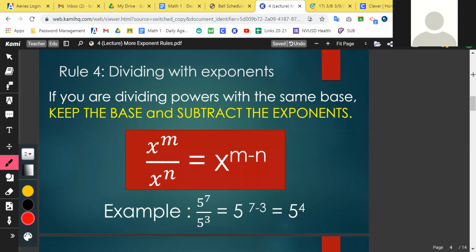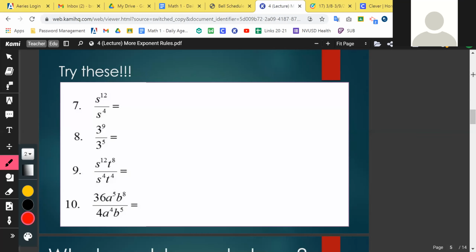So again, here is the rule. If you were to look at a math book, this is what you would see. You're going to keep the base and you're going to subtract the exponents from one another. Looking at the example down at the bottom, it's super easy to see. You keep the 5, you subtract 7 and 3, and you get 5 to the 4th power. Okay. Now, we have some really straightforward examples. We're going to look at 4 examples here of what we would do if we were to keep the base and subtract the exponents. So we're just applying that rule.